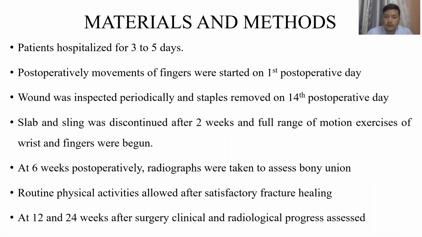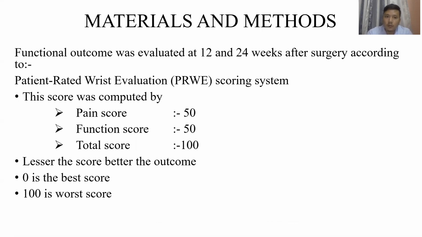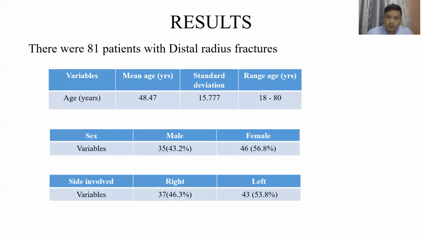Routine physical activities were allowed after satisfactory fracture healing. At 12 and 24 weeks, clinical and radiological progress was assessed. Functional outcome was evaluated at 12 and 24 weeks by the Patient-Rated Wrist Evaluation scoring system, which had a pain score of 50 and a functional score of 50, total of 100, in which the lesser the score, the better the outcome.